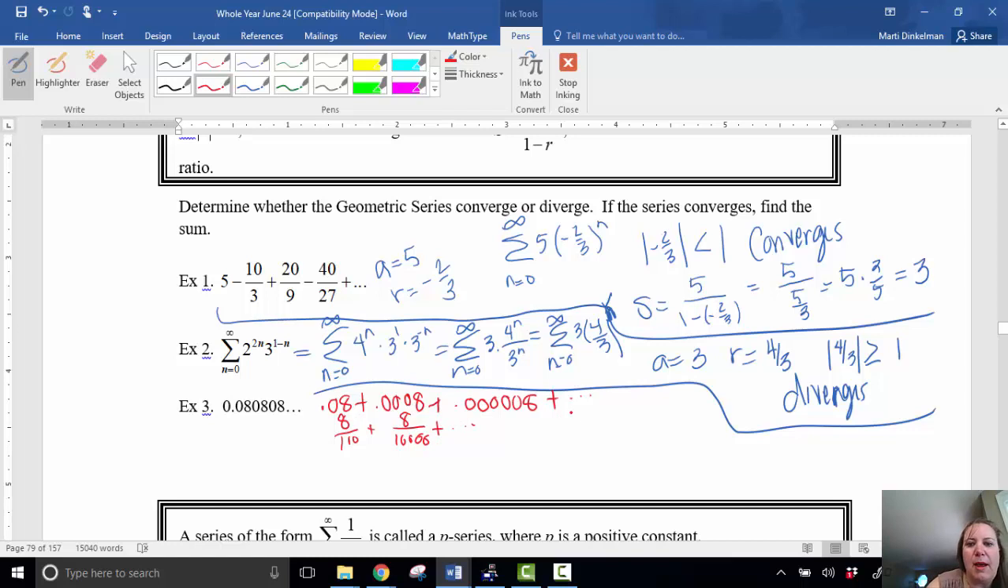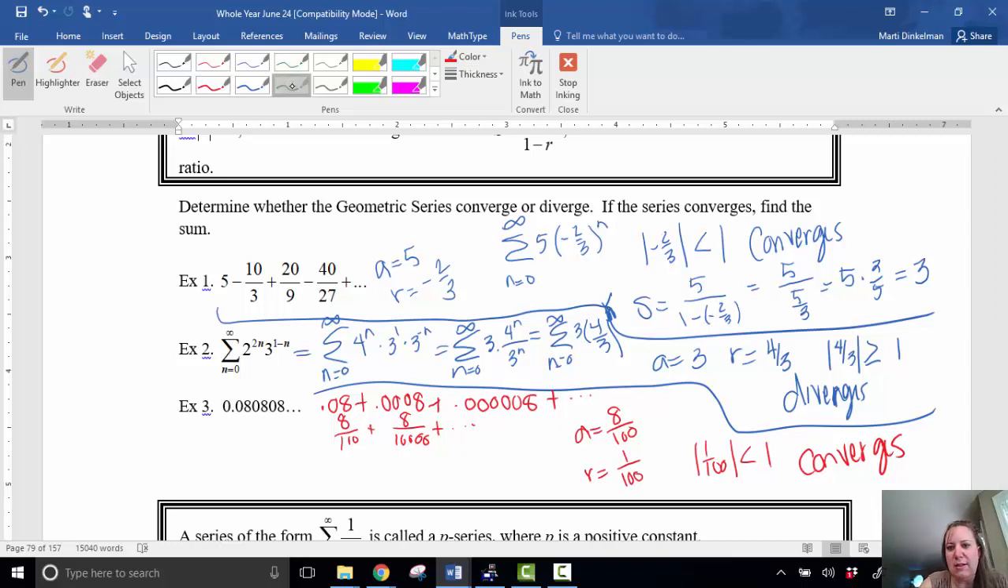So I think my a value here is that 8/100. I know that could be simplified. My r value, well, let's see. All I had to do is multiply by 100 on the bottom. So that's my r value. Since my ratio, or the absolute value of that ratio, is less than 1, we have something that converges. And this, by the way, is just another way that we can figure out what the fraction is for this decimal. You might have had some other ways to do this in your algebra classes, perhaps.